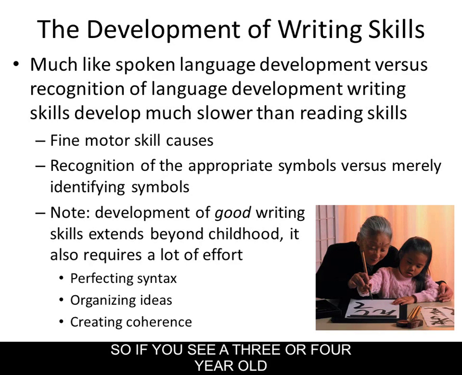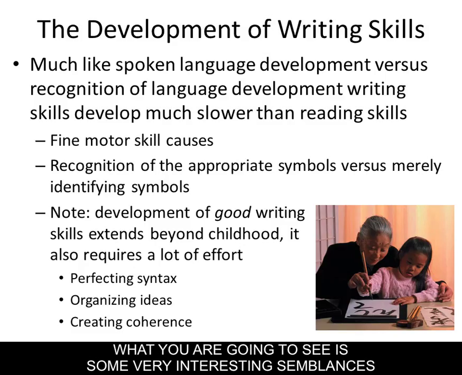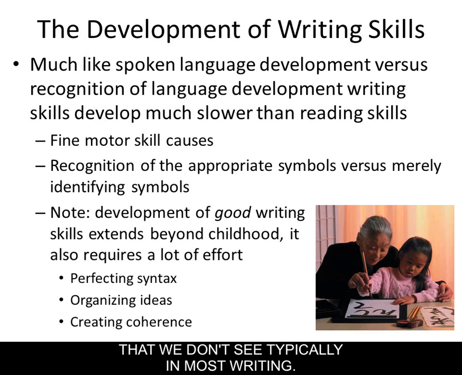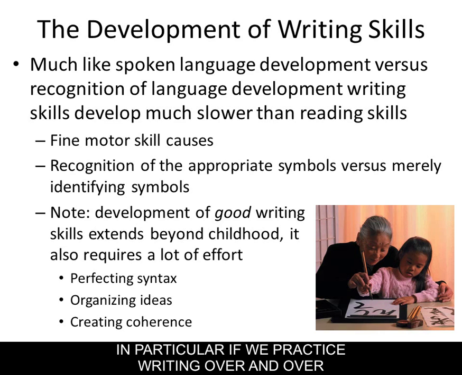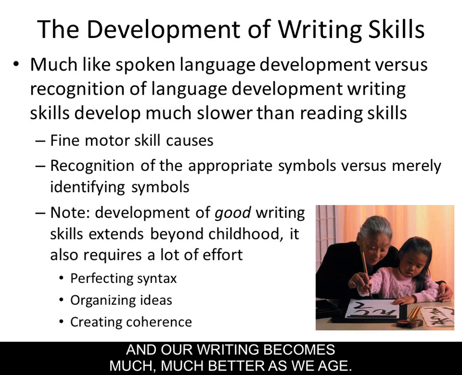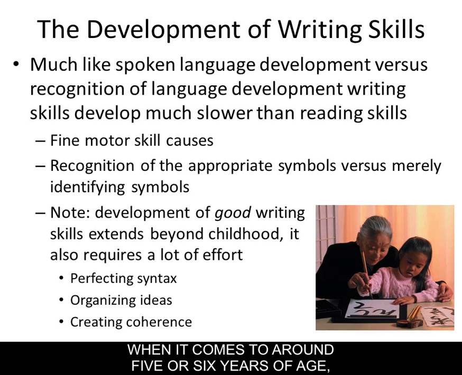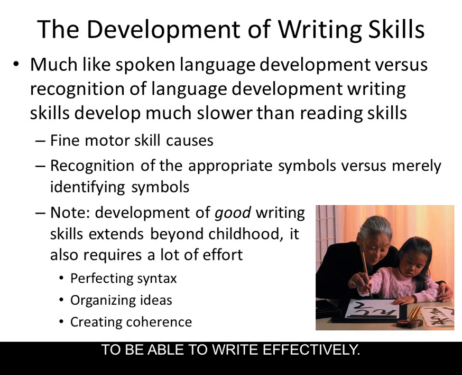So if you see a 3 or 4-year-old and they're writing their first letters ever, what you're going to see is some very interesting assemblances of different symbols and combinations of moves and motions within their hands that we don't see typically in most writing. Well, as we age, as we progress, in particular if we practice writing over and over, our fine motor skills improve, and our writing becomes much better as we age. That doesn't mean that kids aren't trying to write around 5 or 6 years of age. And it doesn't mean that they don't know how to write. It's just that they have to develop the skills to be able to write effectively.